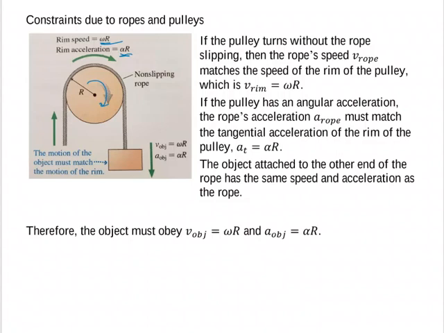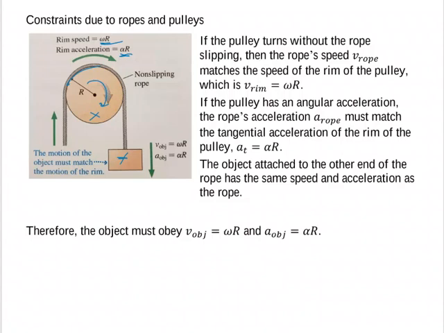That rope is not slipping. If it was slipping, we'd have a problem. So not slipping, this is an ideal situation. So the motion of the object must match the motion of the rim. Whatever this speed is up here, this box here must match that. So the velocity of the object is also omega r, and the acceleration of the object is also alpha r. That's how we connect the motion of the rotation to the linear motion of the box as the wheel turns.